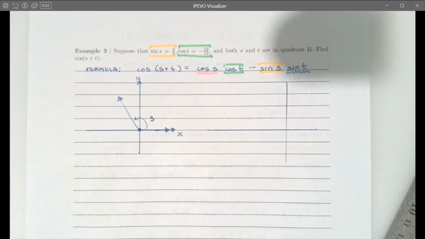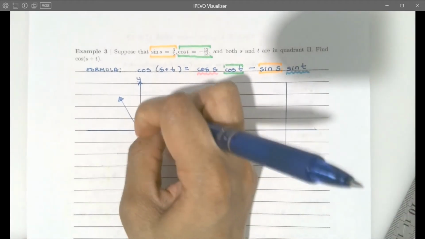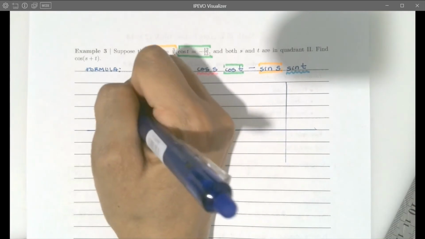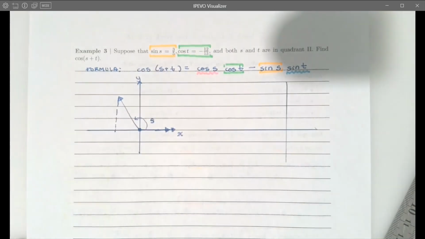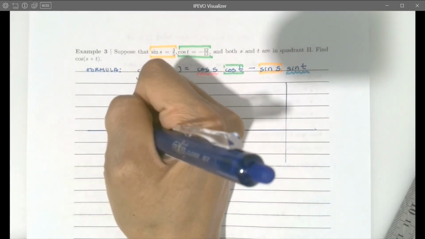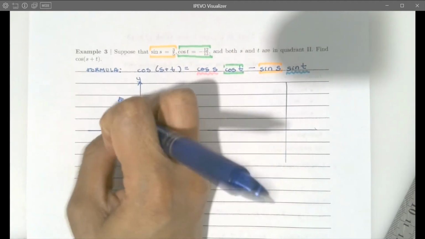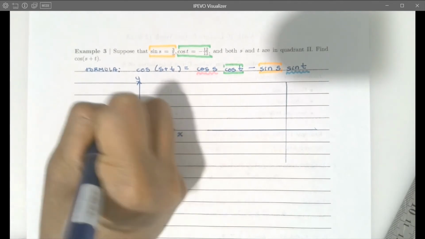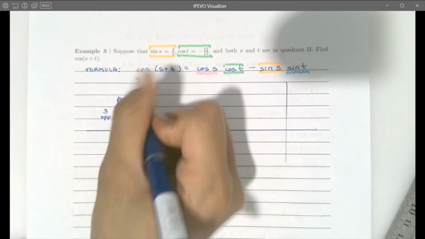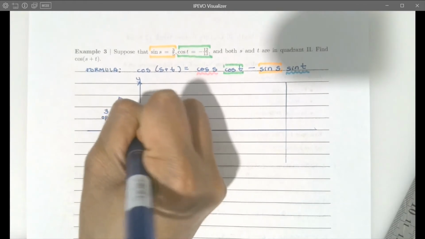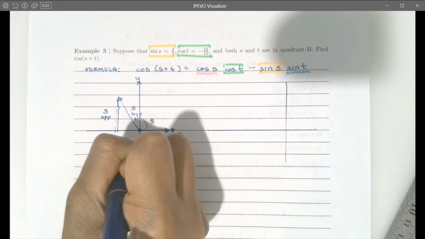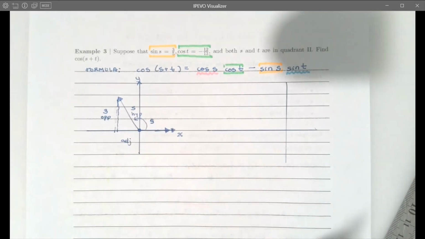Okay. Now the given information is that sine of S is 3 over 5. So sine, if you recall, is opposite over hypotenuse. So that means that the opposite side has to be 3, because that's what's given in the numerator. And hypotenuse has to be 5. Okay. Now the missing side then would be the adjacent side. But we can use Pythagorean theorem to help us figure out what that is.